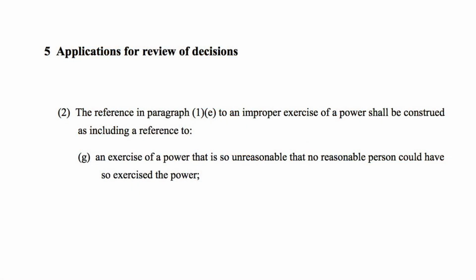The formulation for this comes from a case called the Wednesbury Corporation against Associated Provincial Picture Houses. A decision is bad in law if it is so unreasonable that no reasonable decision maker could have made the decision. The ADJR Act uses almost exactly those same words. Section 52G says that a decision is bad in law if it is an exercise of power so unreasonable that no reasonable person could have so exercised the power.